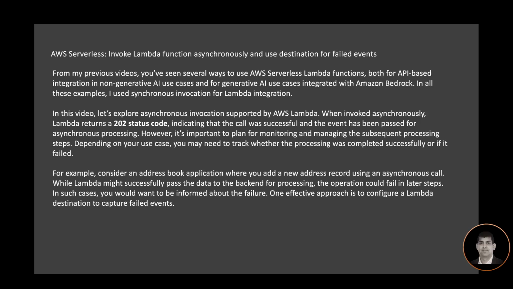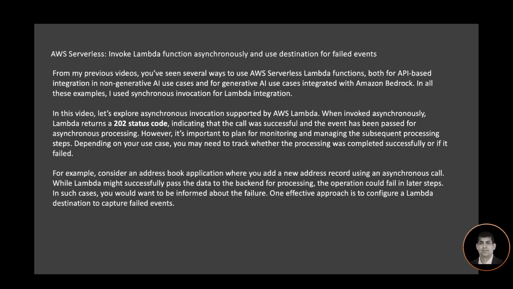When invoked asynchronously, Lambda returns a 202 status code indicating that the call was successful and the event has been passed for asynchronous processing. However, it is important to plan for monitoring and managing the subsequent processing steps. Depending on your use case, you may need to track whether the processing was completed successfully or if it failed.